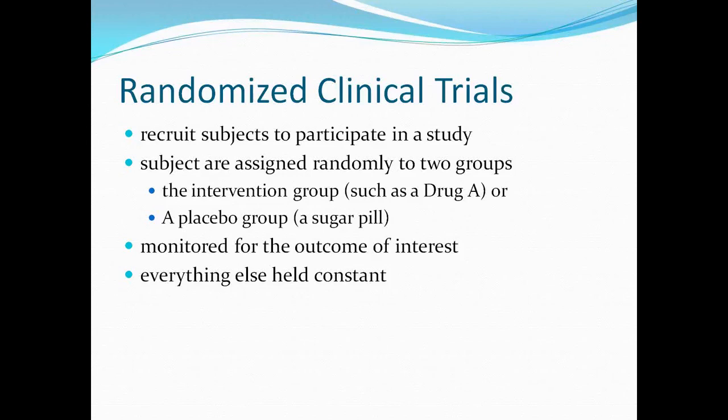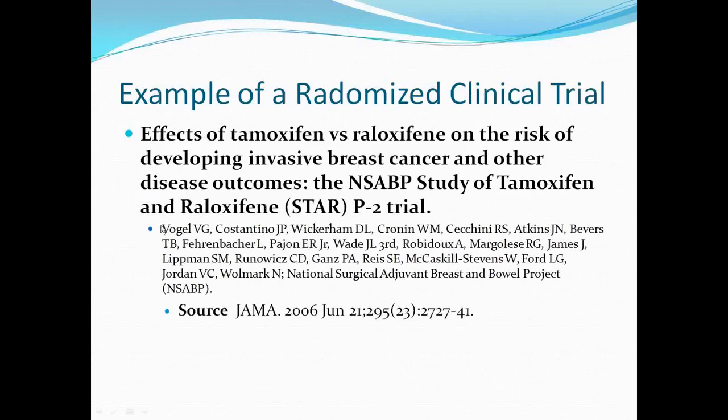But there are times when doing a randomized control trial is not ethical or feasible. They typically take a long time, and for example, it's not ethical to randomize someone to receive an oophorectomy or a mastectomy. So I just wanted to mention briefly an example of a randomized clinical trial from the literature, and many of you have probably heard of the STAR trial, which was a study of tamoxifen and raloxifene.